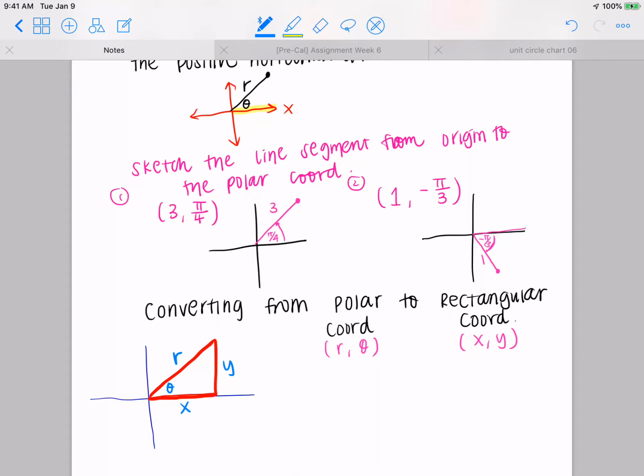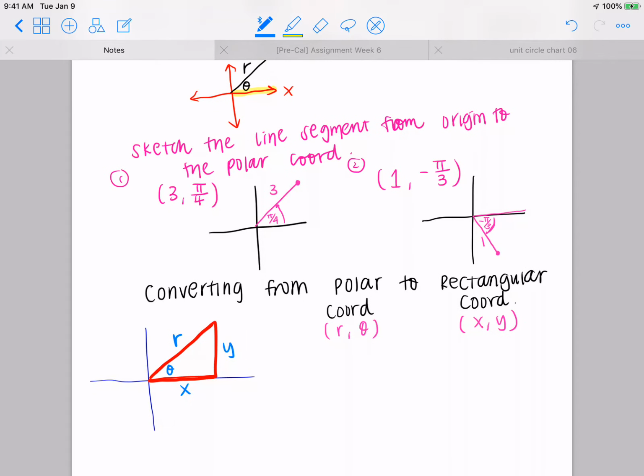This is when we have to use our cosine and sine. So if I'm using my cosine of my theta, how do I write cosine theta? Remember, cosine is adjacent over hypotenuse, which is x over r. So that means sine theta would equal y over r.